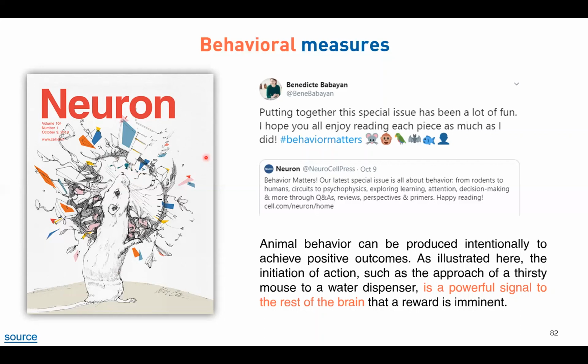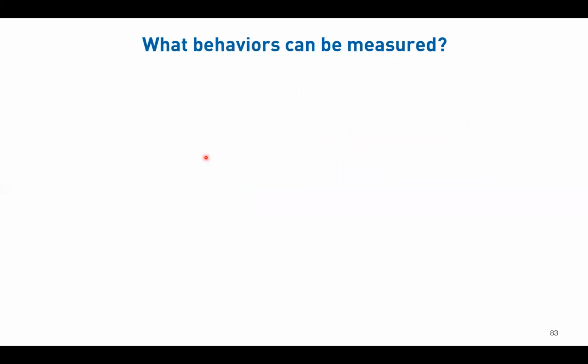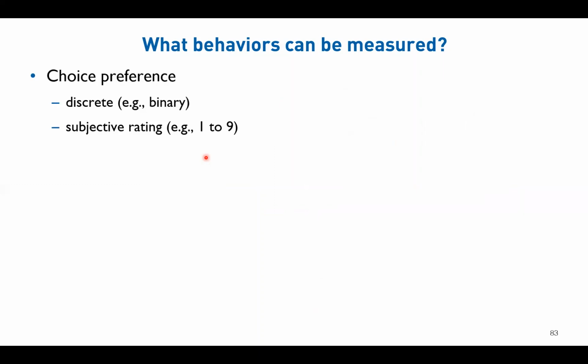So now I want to ask you, for example, in a real laboratory environment, what behaviors can be measured? Think about it. I give you one example, choice preference. We could ask participants to give a binary response. Say there is a risky gamble, and we ask participants, do you want to play this risky gamble? Do you want to take the risk? Yes or no? Okay, binary.